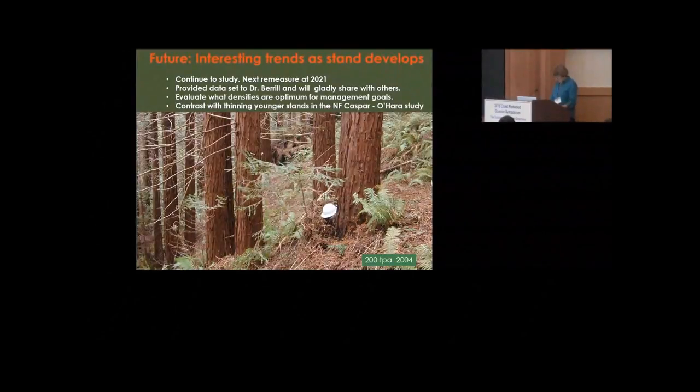The other thing that's going to be interesting is we have a second thinning study that's nearby that thinned at 17 years, which is kind of operationally late. The other study that Dr. O'Hara is working on was thinned at 10 years, and it's on a variety of sites. So I think we can contrast these two studies and get some interesting information in the future.